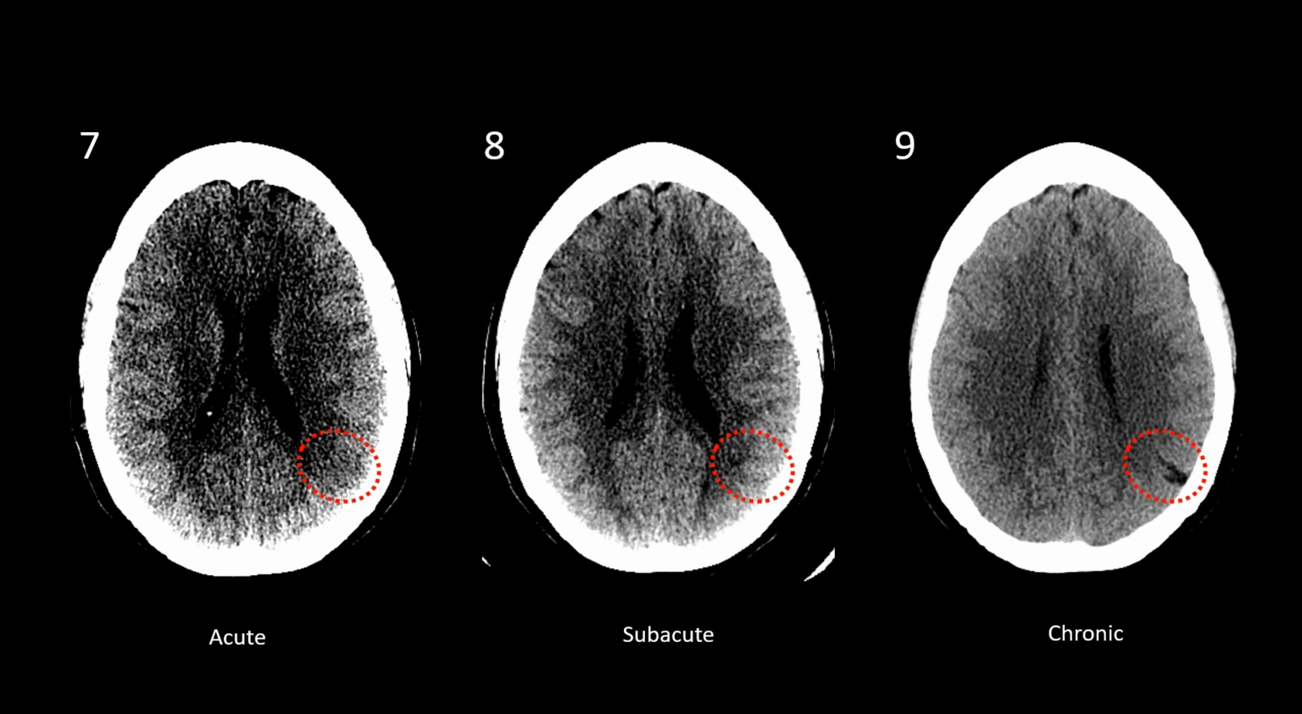Image 7 is of an acute infarct and demonstrates hypoattenuation in the posterior left MCA vascular territory. In image 8, taken a few weeks later during the subacute phase, the area of hypoattenuation is no longer clearly present. By image 9, taken a year later, the area of hypoattenuation is once again visible.